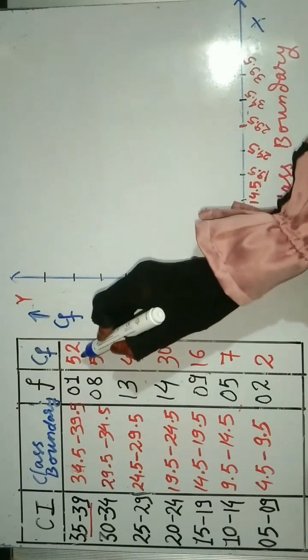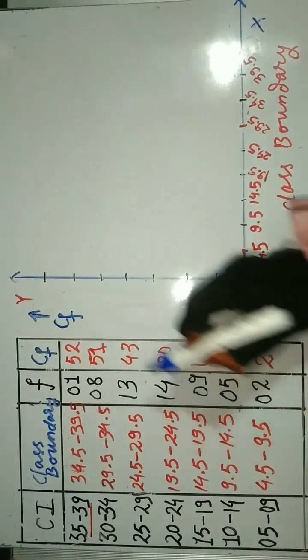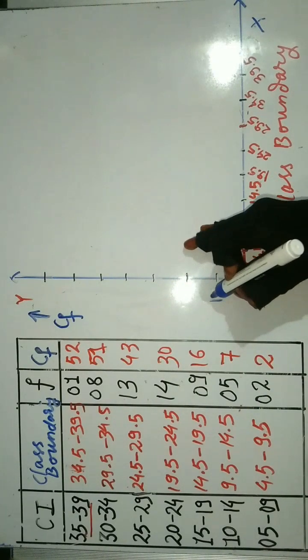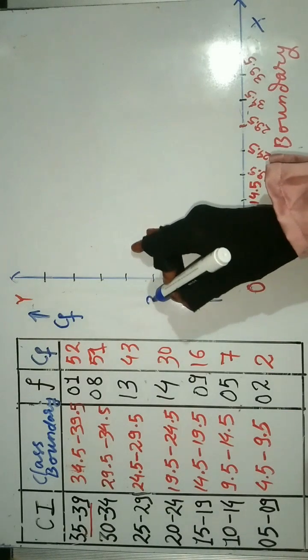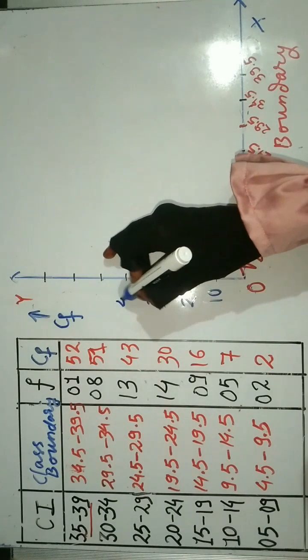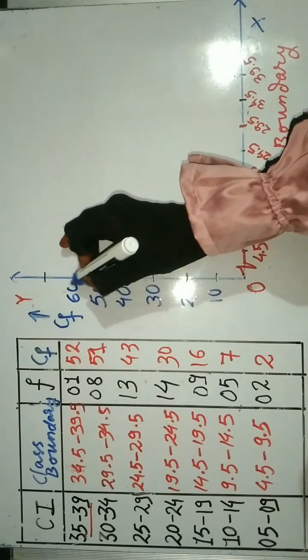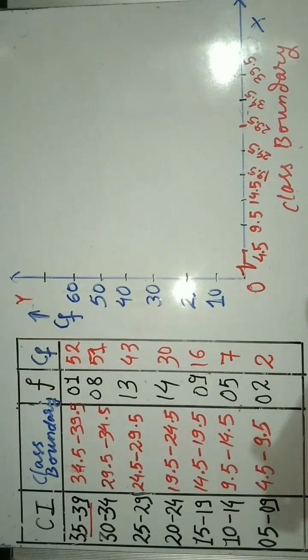Now plot the cumulative frequencies. Here the highest cumulative frequency is 52. So we will take an interval of 10. Okay, so the first 10, 20, 30, 40 and 50, 60. You can take another scale as per the space. Okay. Now we have to plot the ogive.